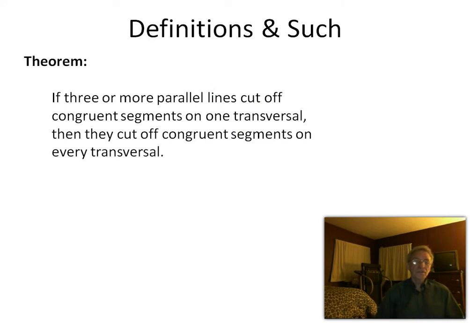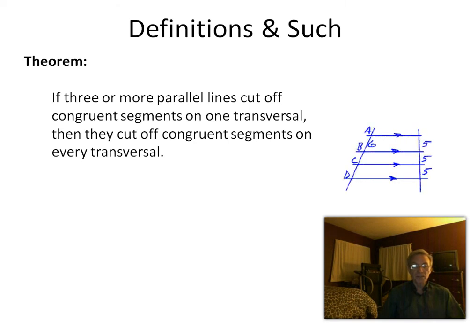Okay, another theorem says if 3 or more parallel lines cut off congruent segments on one transversal, then they cut off congruent segments on every transversal. So as you notice here in the diagram that they're using to illustrate this, it's telling us that all the values of this side over here are 5, and one of these is 6, so we could actually say that all of these are 6. Okay, so BC is equal to 6 and CD is equal to 6.